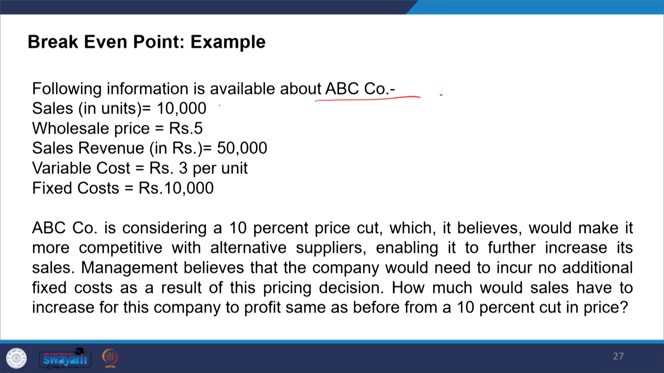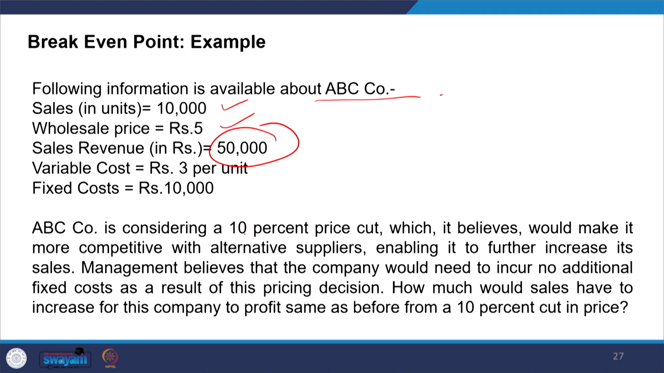Okay. Another example, let us take, this is a company, ABC company, who is selling certain products that he makes, 10,000 units. The wholesale price or the selling price, let us say, is 5 rupees per unit. Total revenue that he is making is 10,000 into 5, which is 50,000, right. Variable cost is rupees 3 per unit and fixed cost is rupees 10,000.